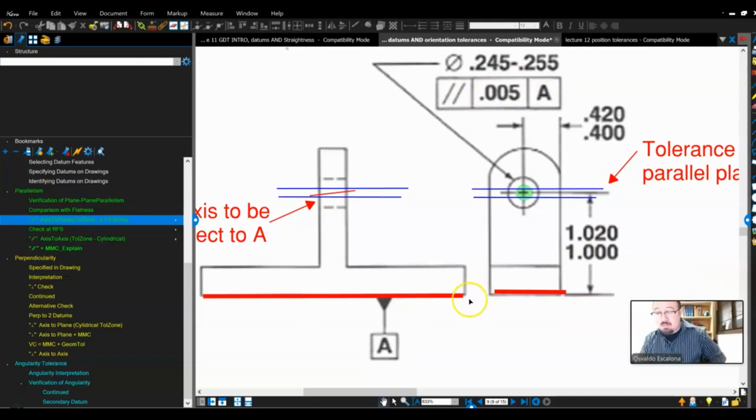Okay, so what is datum A? Datum A is the bottom. How do you control an axis? I'm going to ask you guys. Let me stop the share.